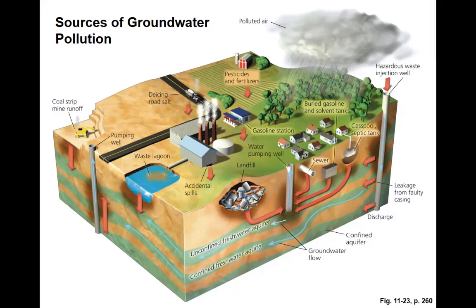So, where do we get this pollution that leads to the groundwater? Well, pesticides and fertilizers from fields. You get polluted air when it rains. It's going to bring some of those pollutants down into the water that's taken up by trees and land. We inject hazardous wastes into wells, which can get discharged in. Maybe this is from fracking. Maybe this is from other processes. We have septic tanks from people's houses or businesses. We have buried gasoline and solvent tanks, ones that are no longer in use.